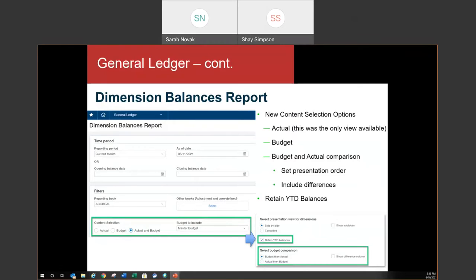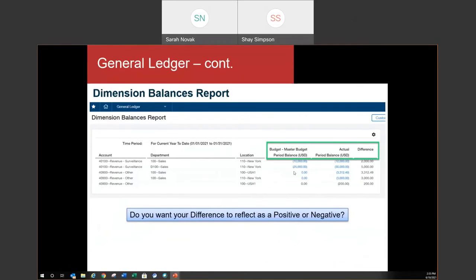Okay? So what that's going to look like is that in this instance, we have our budget and then our actual. And because our actual revenue was $2,000 more than our budget, it is showing that as a positive difference. So again, how do we want that to look in terms of a positive and or a negative?